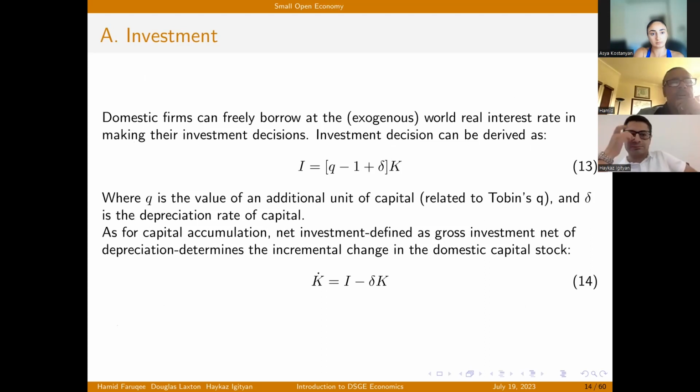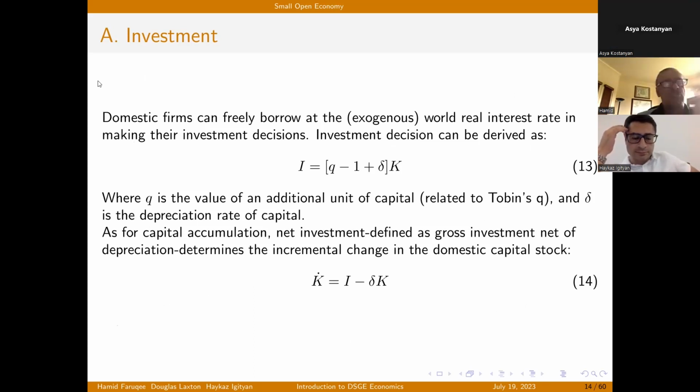So here is what the investment function looks like from this model, with this standard neoclassical approach to the investment decision. You have investment in terms of Q, which is Tobin's Q, and it's related to the value of an additional unit of installed capital relative to its marginal returns. Delta here is the depreciation rate, and you get this investment function as a function of Q relative to 1 plus the depreciation rate.